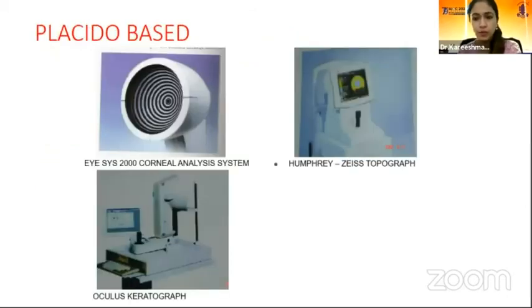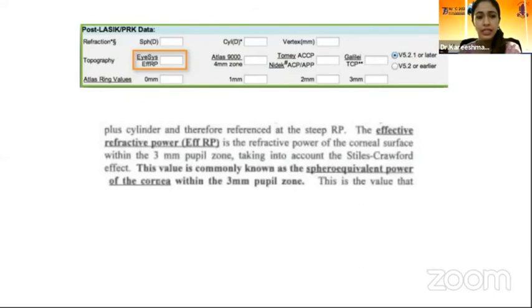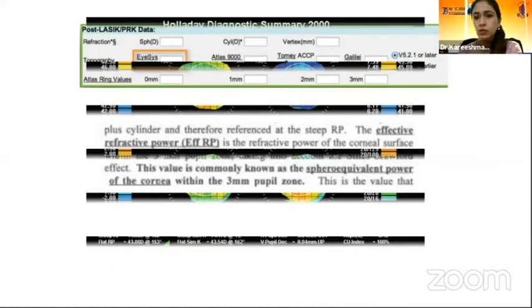I'm not going to waste too much time on this because Dr. Bindu has also covered a lot of it. So there are different Placido-based machines. Each of your machines will have that particular value. For example, in the older machine like ISIS, which is a Placido-based machine, there is an effective refractive power which comes on a holiday diagnostic summary.